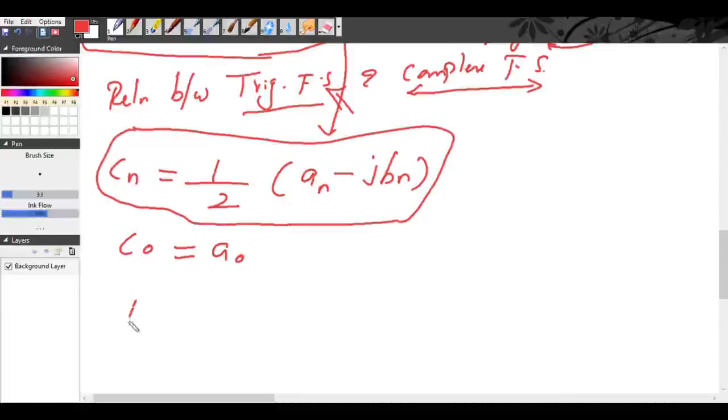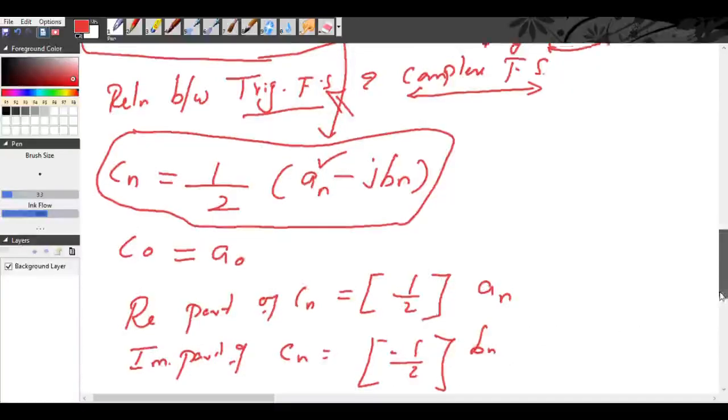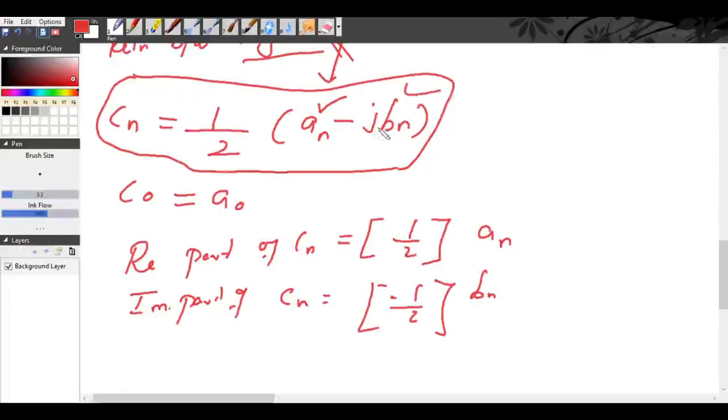About the real part, please write with me. The real part of Cn is equal to half times an. This is the real part. Okay, the imaginary part of Cn is equal to minus half times bn. Right? From this I have written the imaginary part and the real part.